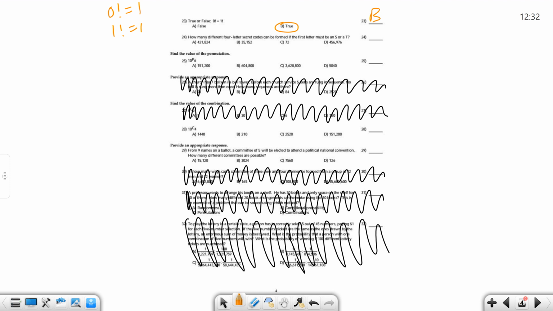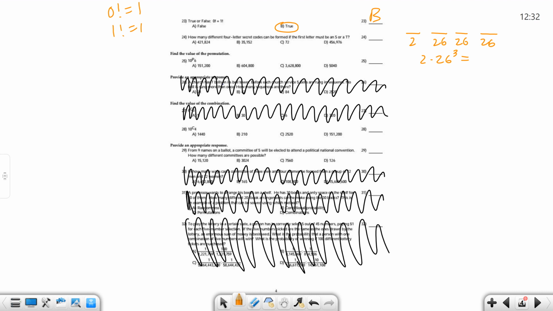How many different 4-letter secret codes can be formed if the first letter must be an S or a T? Again, I love this kind of stuff. So I have 4 letters, but the first one has to be S or T, which means it only has 2 choices. It doesn't say we cannot repeat things here. So how many choices do I have for the next 3 letters? So this is going to be 2 times 26 cubed.